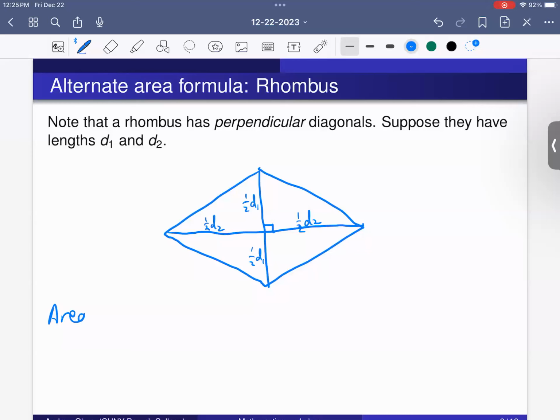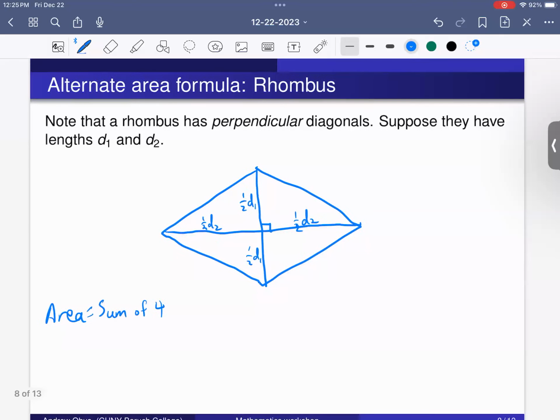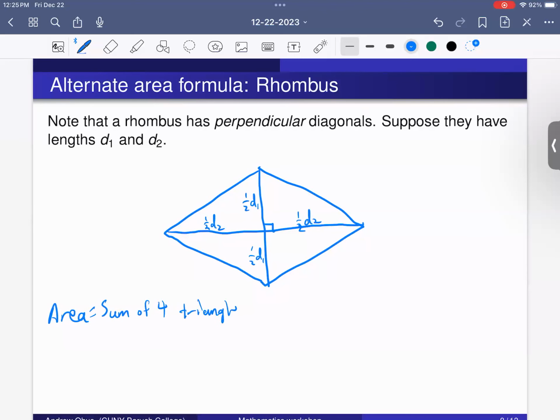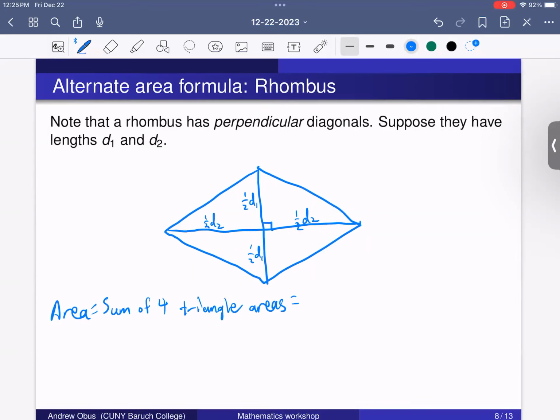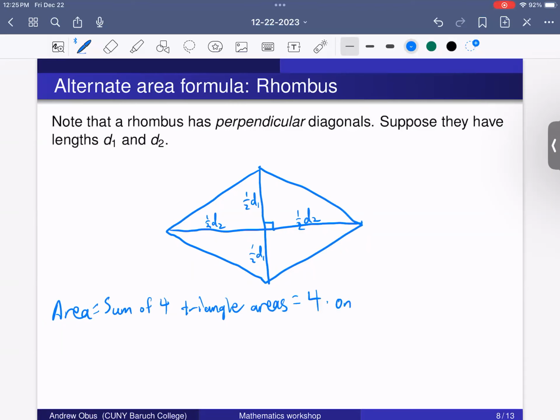So the area is equal to the sum of the 4 triangle areas. And these triangles are all congruent. They're all the same, right? Oh, sorry, I see, James. The sum of the 2 parallel sides divided by 2 is equal to the area. Yes, James, that's exactly right. So this is 4 times 1 triangle area.